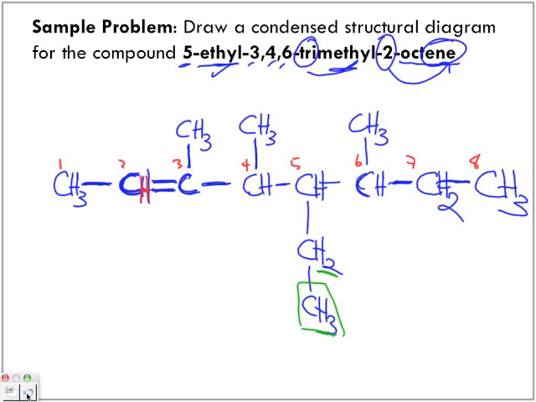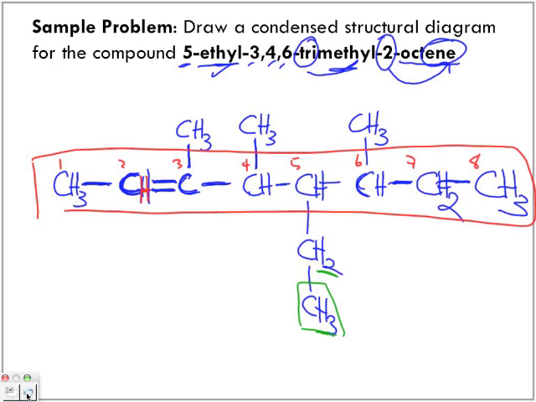Okay, so to break this down, if you want to double check it, here's our main chain. It's an octene, which means there are 8 carbons that contain a double bond. It contains a double bond on the second carbon, right? So it's between second and third. Then we put in our 3, our 4, our 6 trimethyl, 3 methyl groups, one on the 3, the 4, and the 6. And then do we have the ethyl on the 5th carbon? Yes, we do. And there it is.